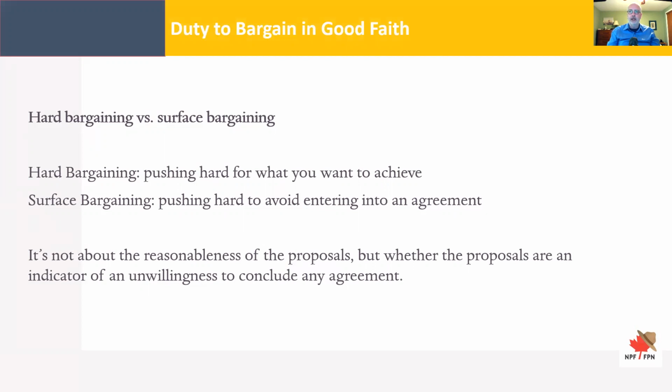Surface bargaining is pushing hard for the purpose of avoiding entering into a collective agreement in the first place. So surface bargaining is not about the reasonableness of the proposals per se, but about whether the proposals are an indicator of an unwillingness to conclude any agreement. So surface bargaining would be saying no repeatedly to things that are obvious and have to be done, or saying no repeatedly without providing any kind of explanation. The duty to bargain in good faith permits us to bargain hard, but it does not permit us to go through the motions or to engage in surface bargaining.